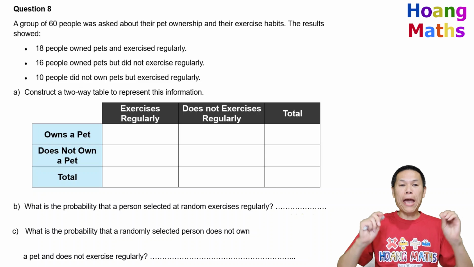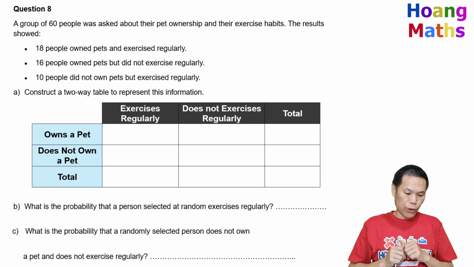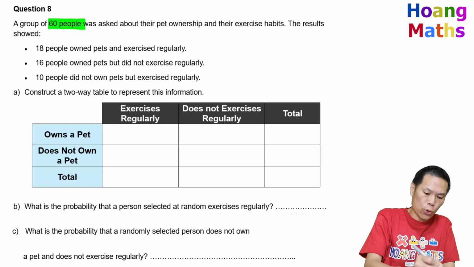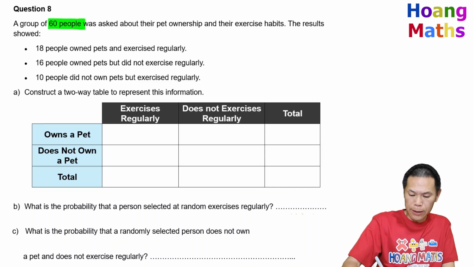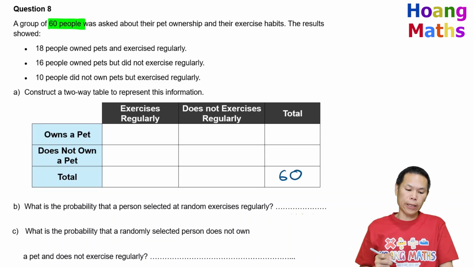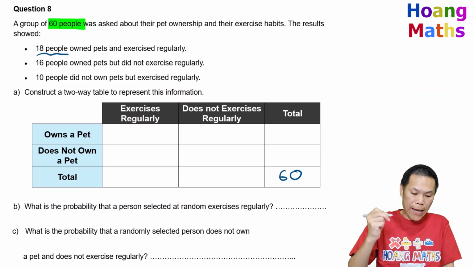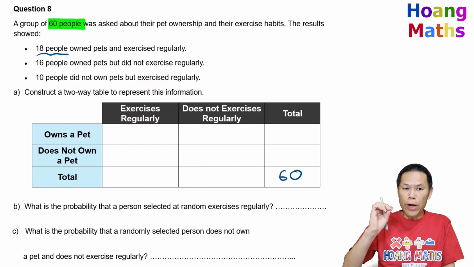Hi there, I'm back. Let me go through it with you. First of all, we know that there are 60 people altogether. Let me just fill this up. 60 is here. And the next one is 18 people own pets and exercise regularly.